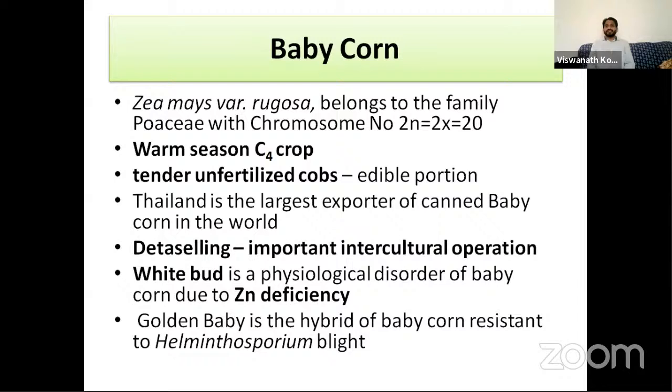If you see the corn plant, the male inflorescence is known as the tassel. It comes in the apical portion, and the female inflorescence is known as the cob. It comes in the leaf axil. So here in baby corn, the cob is a tender unfertilized one, so we have to prevent pollination in baby corn. To prevent pollination, we have to remove the male inflorescence as soon as it emerges. So detasseling is a very important intercultural operation in baby corn.